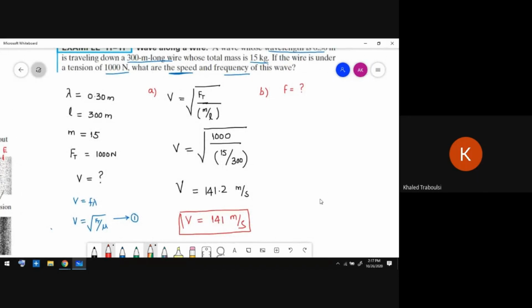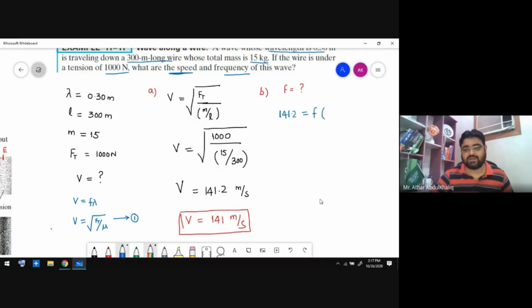141.4 equals f times lambda. We have lambda, which is equal to 0.3. We switch it to the other side, so it becomes 141.4 over 0.3 equals the frequency. Frequency, and lambda is 0.3. So when you divide it, what is its answer?